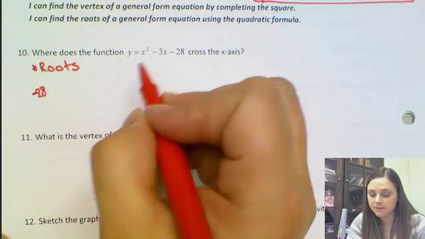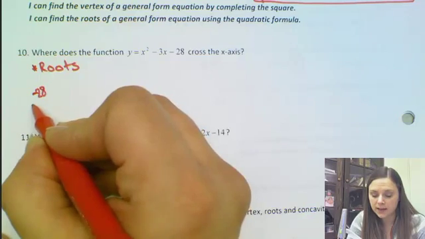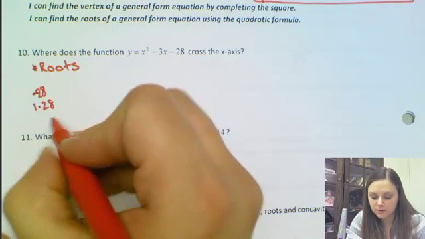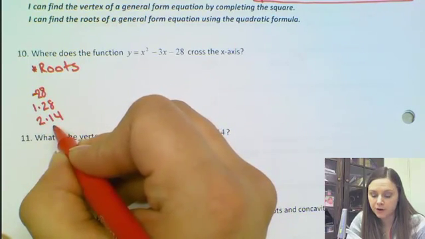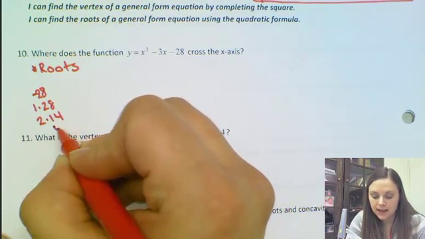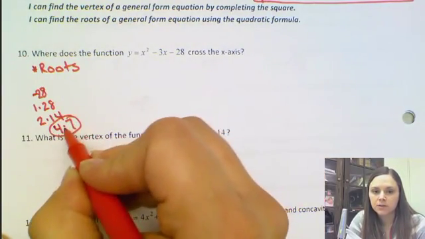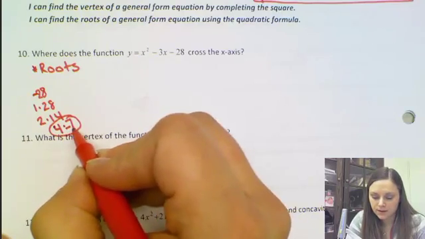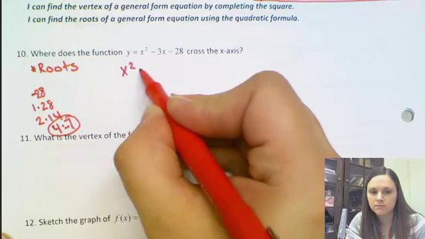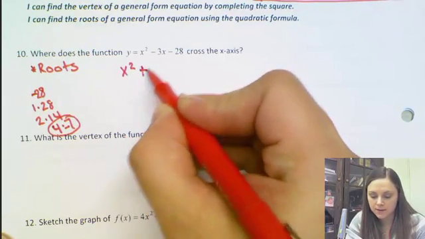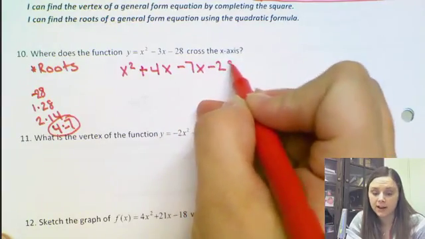If I try to factor it first, if I multiply my a, which is 1, times my c, which is negative 28, I get negative 28. We want to know what multiplies to be negative 28 and adds to be negative 3. So factors of 28 would be 1 times 28, which isn't going to help, 2 times 14, and then 4 times 7. And this is the one that can help us, because to get negative 3, if it's negative 7 and 4, it's going to add up to be negative 3.